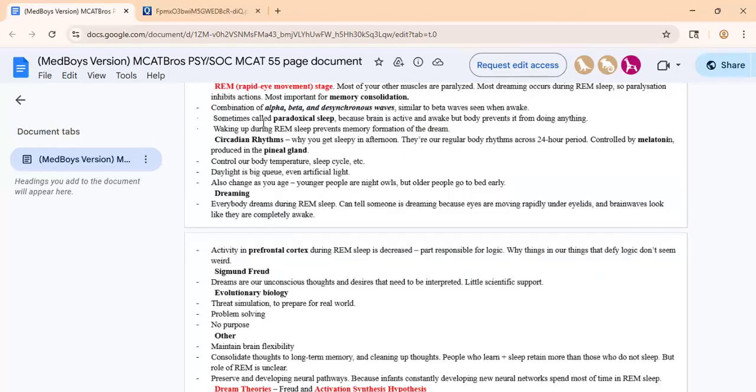Circadian rhythm is basically what tells you that you have to sleep. It's a 24-hour body clock that tells you, hey, time to sleep. Some people get sleepy around the same time. Yeah, it's their body telling them to sleep. Melatonin is what is controlled, and the main thing to know is the pineal gland. This is where it's produced, the pineal gland.